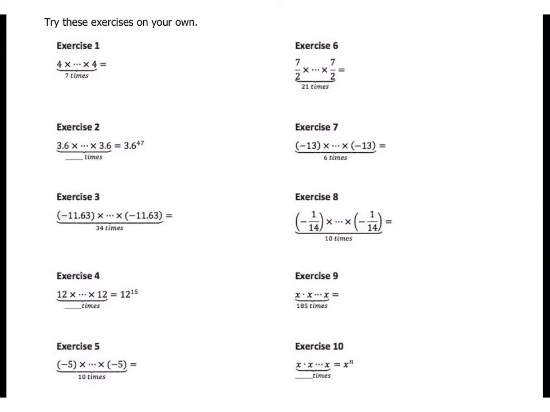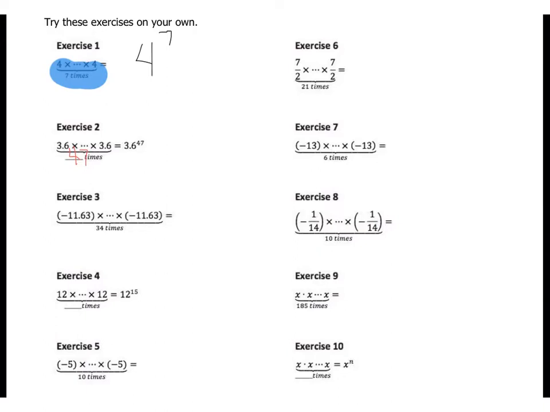For example, exercise 1. It's 4 times dot dot dot times 4, but if you will see down below that it is 7 times. So this is the same thing as 4 raised to the 7th power. It is 4 multiplied by itself 7 times. Exercise 2, 3.6 times dot dot dot times 3.6 equals 3.6 to the 47th power, which means that it is 3.6 times itself 47 times. Maybe you'll be a little bit better at filling in that blank than I was.